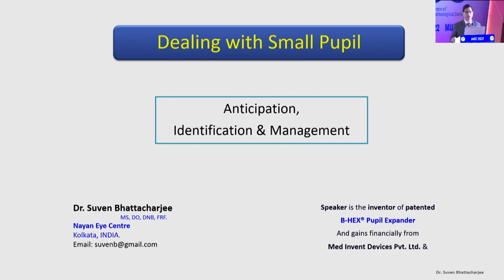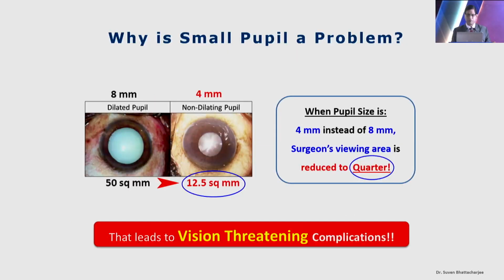I'm Subin Bhattacharya. I'll be talking about dealing with small pupils, and I do have a financial interest in the BHEX. There will be a significant overlap between the last talk and this, because you can't take BHEX out of small pupils and small pupils out of BHEX. So dealing with small pupils is all about anticipation, identification, and management.